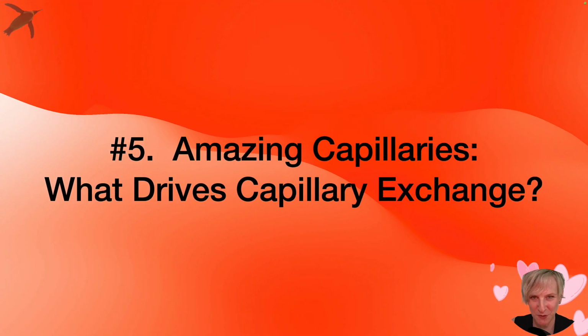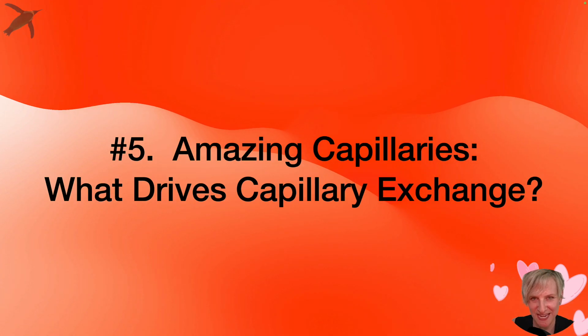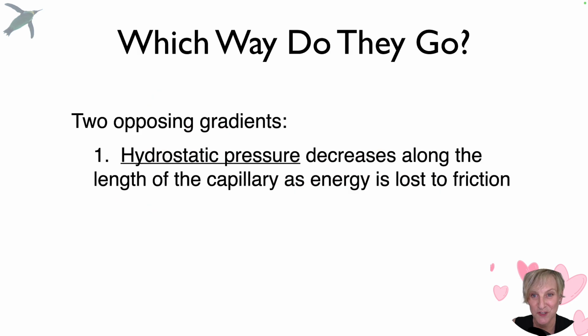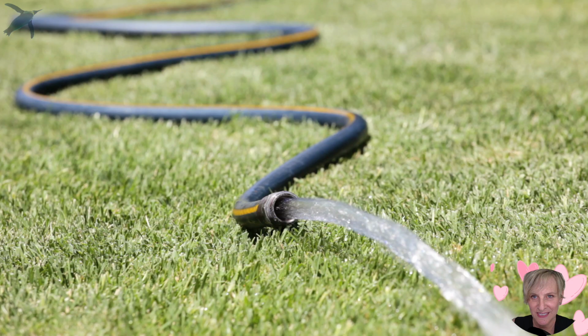Now, the big final question is, what drives capillary exchange? In other words, what determines which way the stuff is going to move? We have 2 opposing gradients. The first one is called a hydrostatic, or sometimes a hydraulic, pressure gradient. If you have seen a hose, you have experienced this.